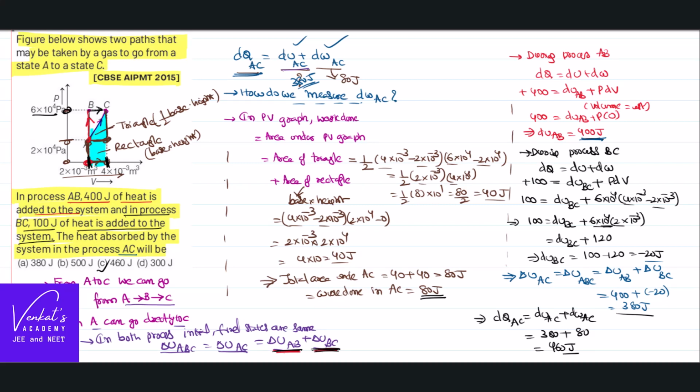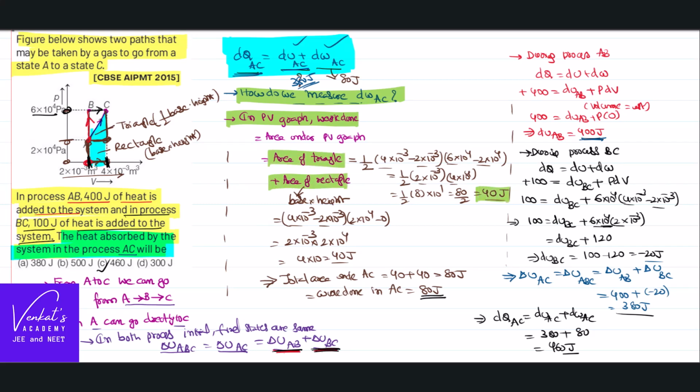The first thing is, whenever you look into the problem, you have to see what you want to calculate. So you want to calculate the heat in AC, so I have started from there itself. How can I calculate that? Using the first law of thermodynamics. To calculate the heat in AC, I need the change in internal energy and I need work done. So first I have calculated the work done during AC using simply the area under the PV graph. That is the area of a triangle and the area of a rectangle. I have calculated both and added them. So I got the work done during AC.